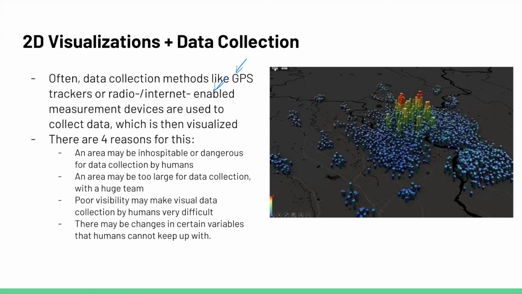Now, some reasons in which we might use data collection in conjunction with 2D visualizations are in areas where it may be inhospitable or dangerous for data collection by humans, an area too large for data collection, an area that has poor visibility, or there may be changes in certain variables that humans cannot keep up with. And specifically, the data collection methods would be electronic data collection methods, like GPS trackers or internet-enabled measurement devices. So the idea in this scenario is we'd use these electronic devices, and they would give us data that we could very easily present on a map or in a 2D form. Overall, this is just a scenario in which we would use 2D visualization, but it's one that's appeared on the IB.